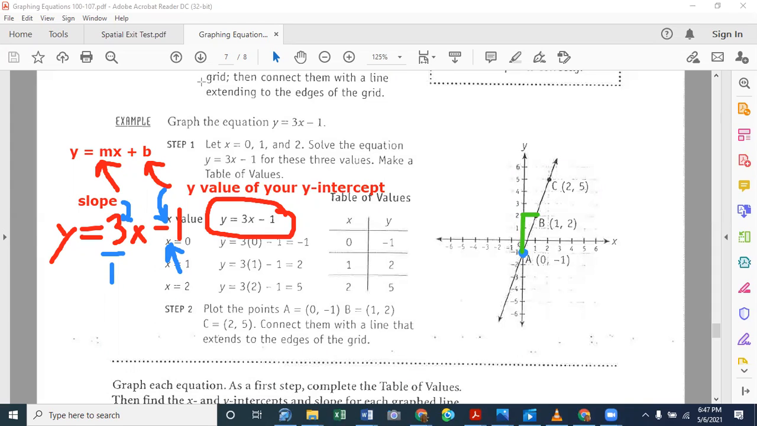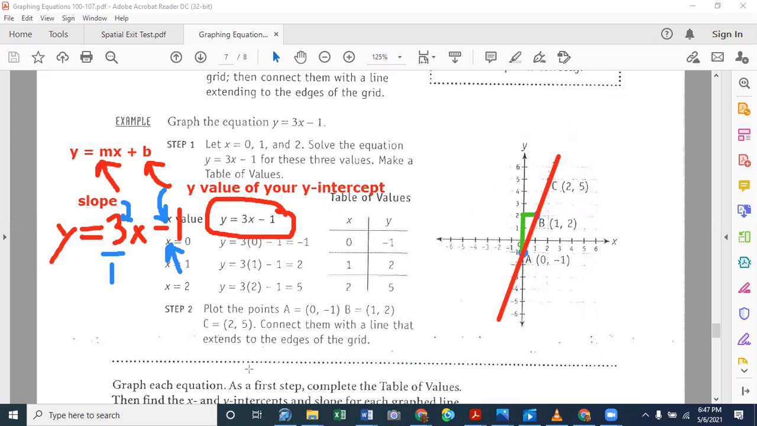And then I put that second point right where I landed. And then I can connect the dots. Different color here. I can just connect the dots here, just like that. So that's one way to graph a linear equation. They give you the equation.